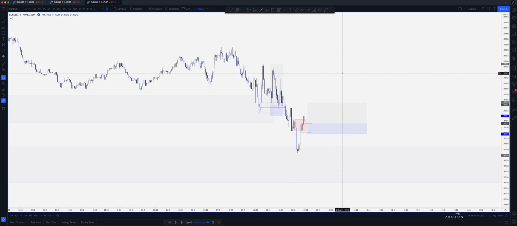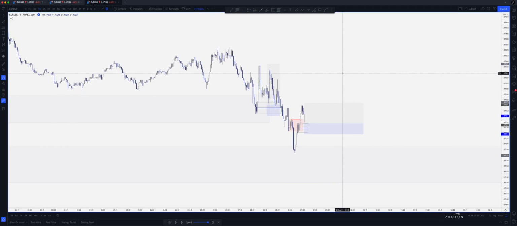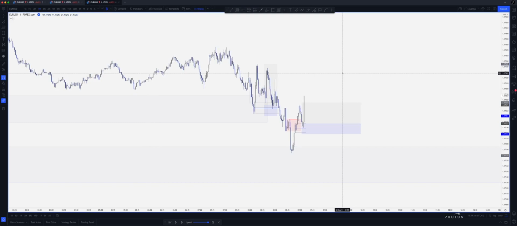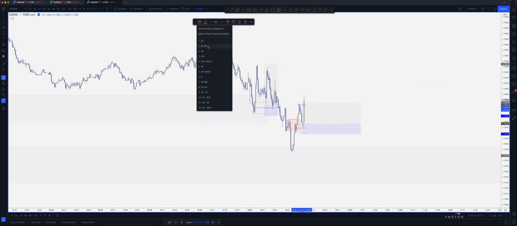Let's see if we get tagged in or not. So we've got another minor break of structure, price comes back in, and then boom, there's your nice movement away. So there's your confirmation entry. What do we get? We get another break of structure. There's no exchange between demand and supply there, so there's no flip.